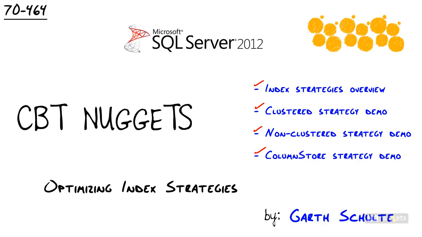In the CBT Nugget, we looked at how to optimize index strategies. We started off with an overview where we just went over clustered, non-clustered, and column store index strategies, even got some guidelines there. Then we jumped into the virtual Nugget Lab. We got a clustered strategy demo where we just looked at the effects of an identity column versus a GUID column for your clustered index key. We saw a non-clustered strategy where we just executed a query over and over, adding indexes to it and constantly improving that query by tweaking your indexes.